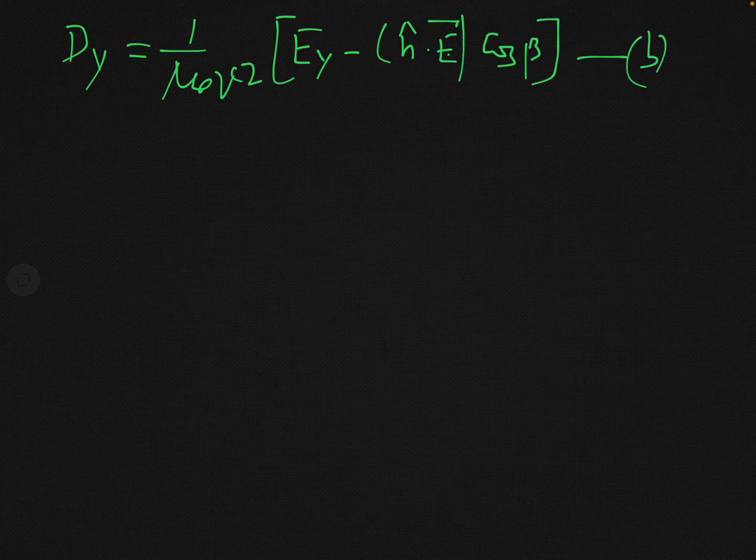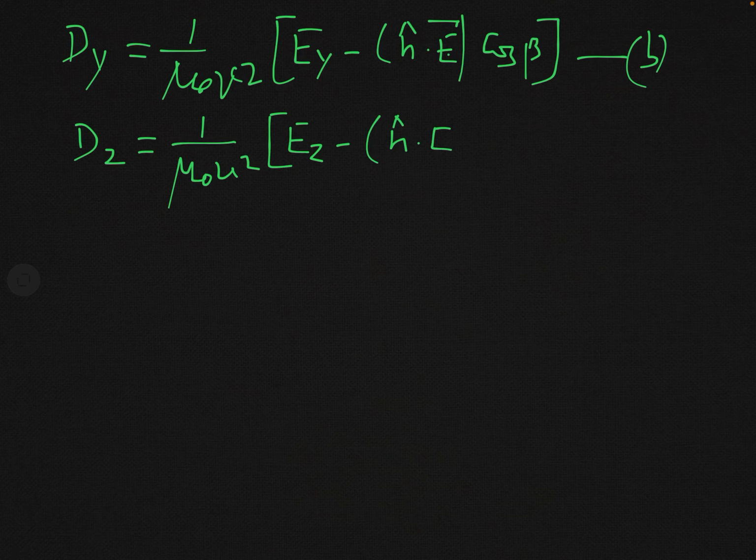And similarly, the z component of the displacement vector will be 1 over mu naught into v square into Ez minus n hat dot E into cos gamma, because the z component of n hat is cos gamma. And let us say this is equation 1. So we have just expressed the x, y and z components of the displacement vector in this equation 1.